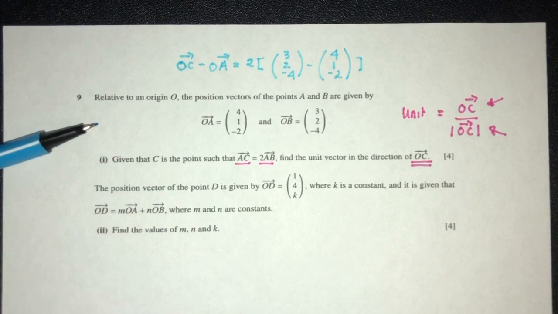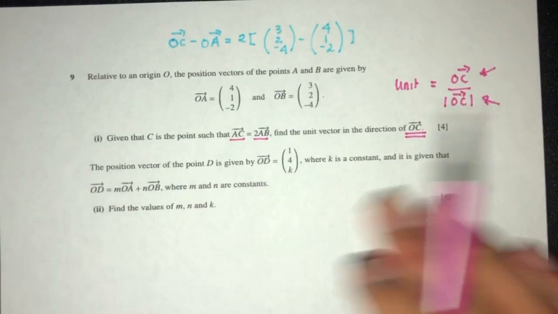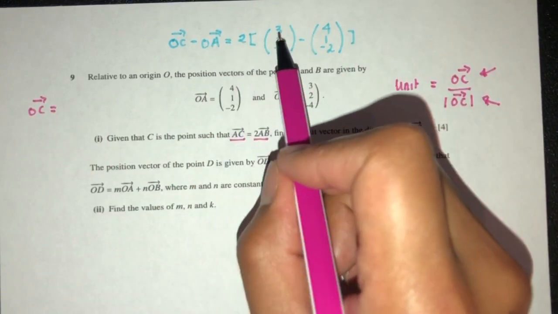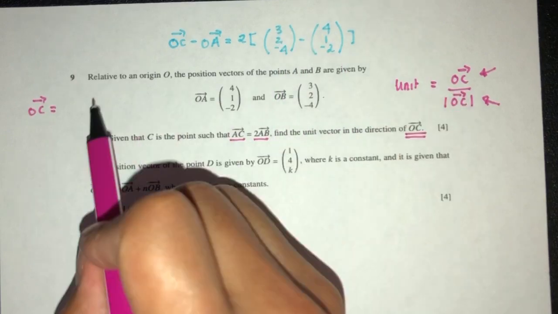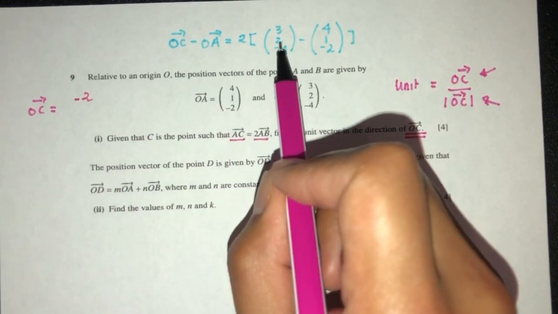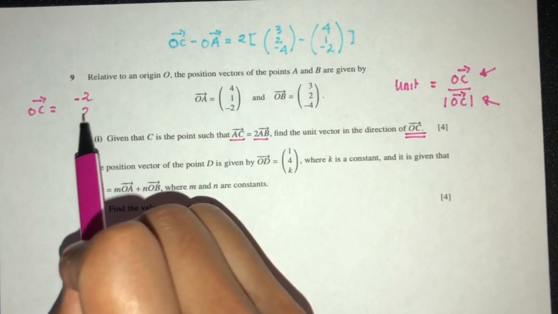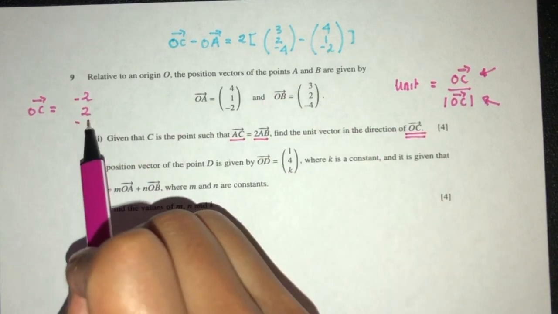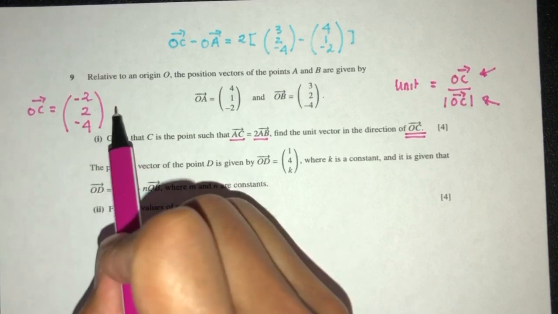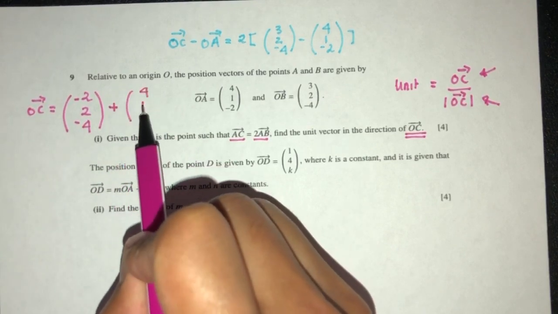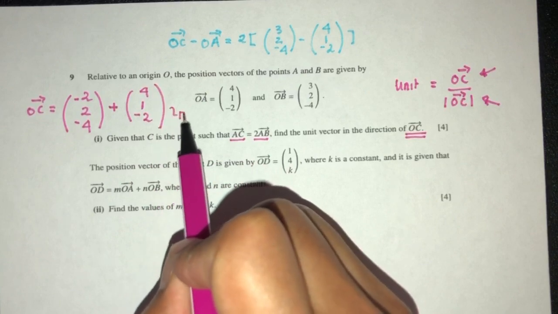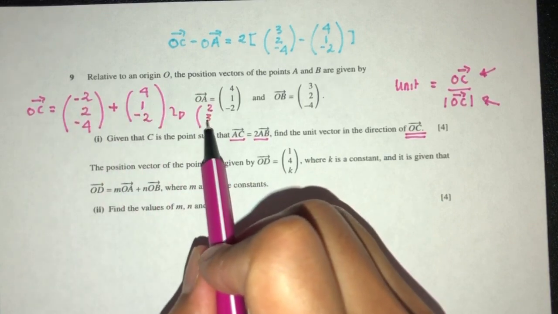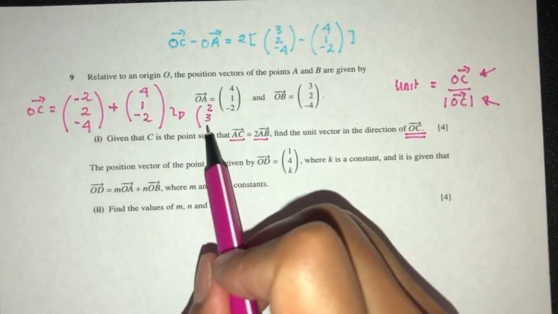So now we can simplify one by one. Let me continue over here. So OC, we'll send this over here, right? First thing first, 3 minus 4 is minus 1 times 2 is minus 2. 2 minus 1 is 1 times 2 will be 2. Minus 4 minus minus 2, so minus 4 plus 2 should be minus 2, times 2 will be minus 4. Then plus OA, which is (4, 1, -2). Let's see what do we have. Minus 2 plus 4 is 2. 2 plus 1 is 3. Minus 4 minus 2 should be minus 6.